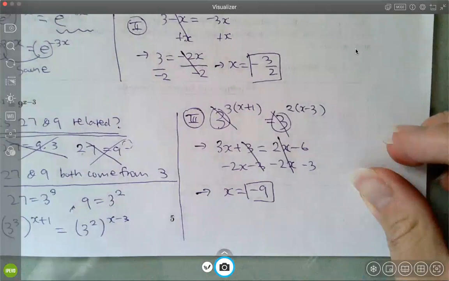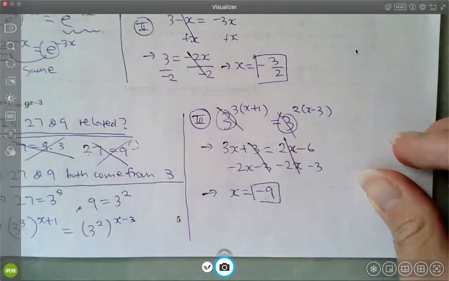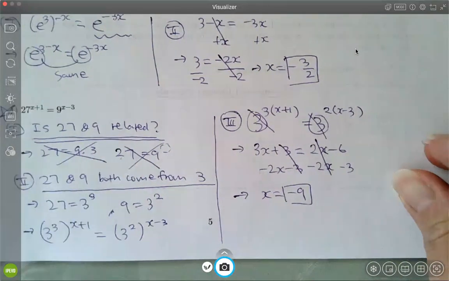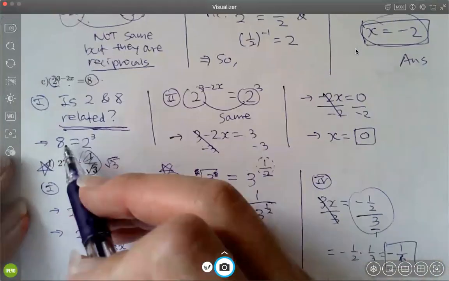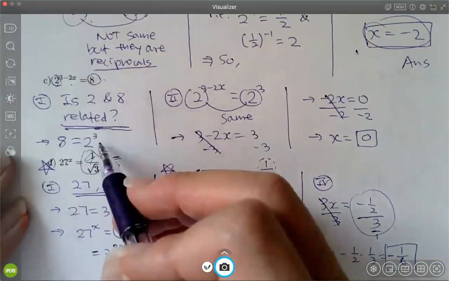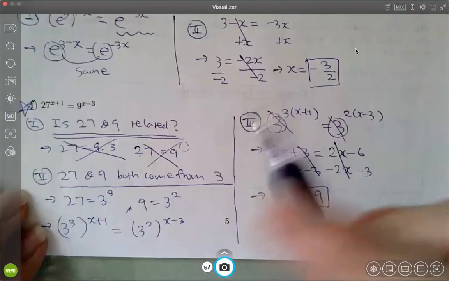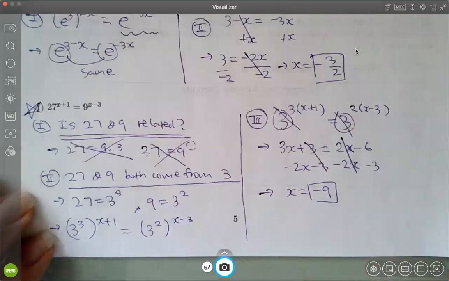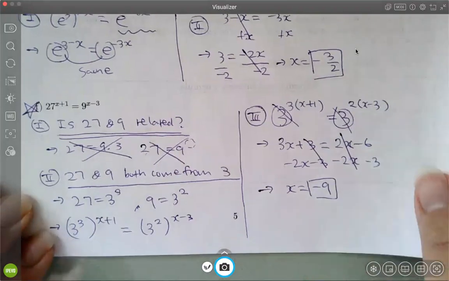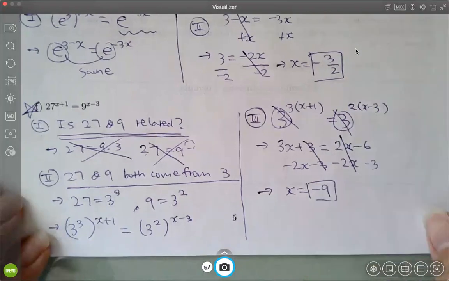Okay, so now that was F. Here what you can see is that the bases being related not only means that you can express one number as the other number to some power, but also that these two numbers may come from the same number. Okay, so that's what I mean by the bases being related. So that's F.